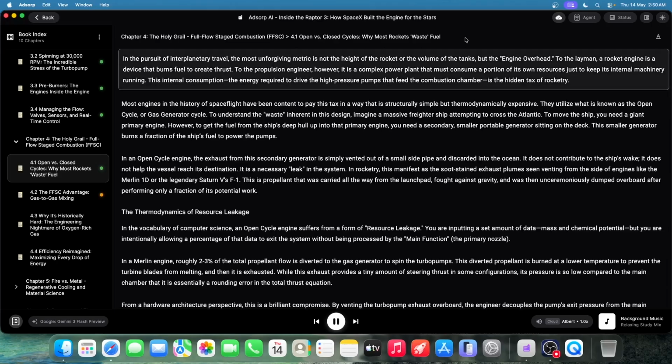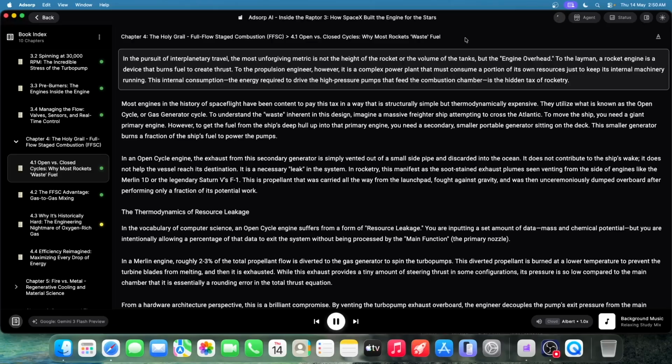And in the pursuit of interplanetary travel, the most unforgiving metric is not the height of the rocket or the volume of the tanks, but the engine overhead. To the layman, a rocket engine is a device that burns fuel to create thrust. To the propulsion engineer, however, it is a complex power plant that must consume a portion of its own resources just to keep its internal machinery running.